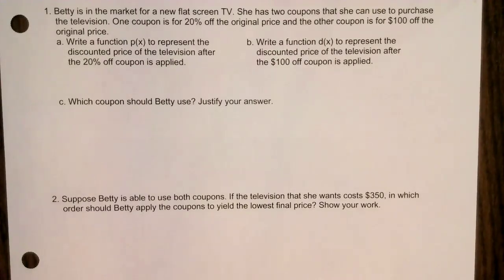All right, we're going to go over compositions of functions today, and we're going to start with a real world example so that you can see how that ties into the math part of it. It says Betty's in the market for a new flat screen TV. She has two coupons that she can use to purchase the television. One coupon is 20% off the original price, and the other coupon is $100 off the original price.